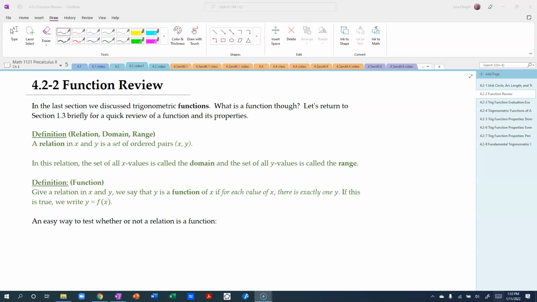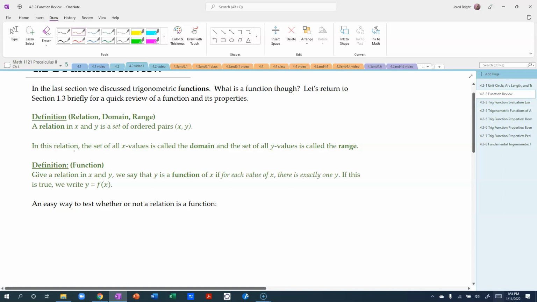So when we use the language of functions, that means something very particular in mathematics. Before we have a function, we actually need to back up and talk about the concept of a relation. A relation in x and y is a set of ordered pairs, and really all it is saying is that the x and y are connected in some fashion. That's all a relation is. When we look at that set of ordered pairs and we look at all the x values, those x values form what we call the domain.